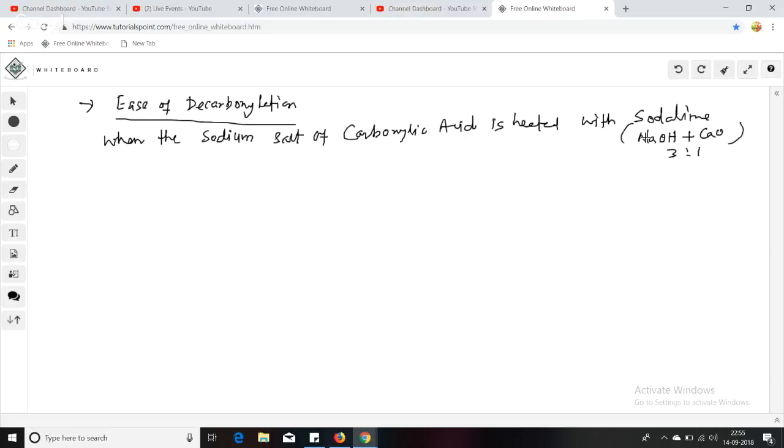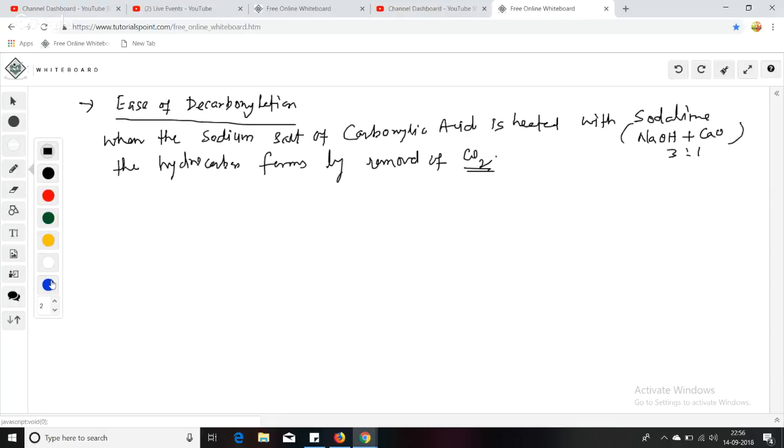Okay, carboxylic acid, then hydrocarbon forms by removal of CO2. This CO2 comes out in the form of Na2CO3. It combines with the sodium and forms Na2CO3.